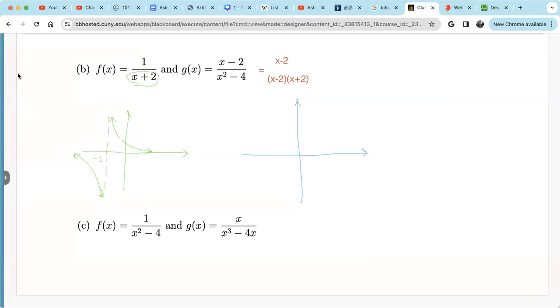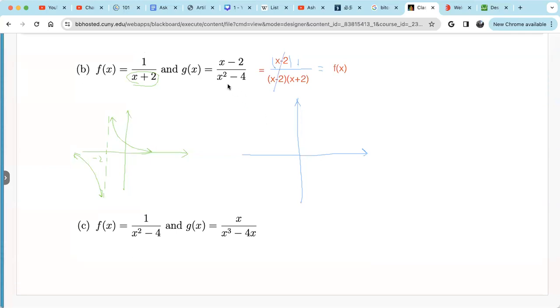Right? Then x minus 2 is a factor in the numerator, and x minus 2 is a factor in the denominator. So x minus 2 divided by x minus 2 becomes 1. So we're left with 1 over x plus 2, which equals f of x. So after simplification, it's the same as f of x.